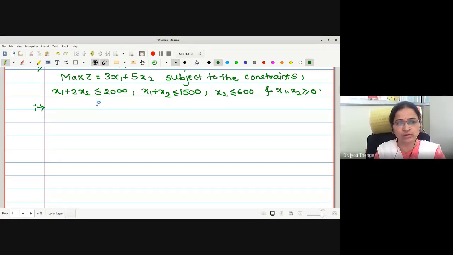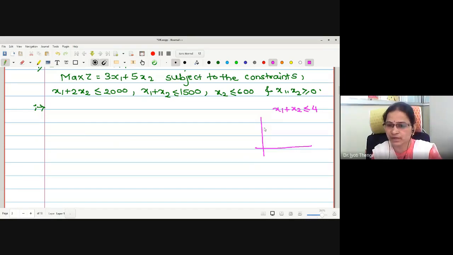Yes, very good. Whenever I'm writing an inequality, say here it is x1 plus 2x2 less than or equal to 2000, or if I want to tell you by taking a simple example, suppose I'm taking the inequality x1 plus x2 is less than or equal to 4. This is the simple constraint. Then what will be the straight line equation? It will be x1 plus x2 equals 4. How can I plot x1 plus x2 equals 4? What will be the coordinates? Generally, while plotting the line, we keep one variable 0 and find the value of the other.